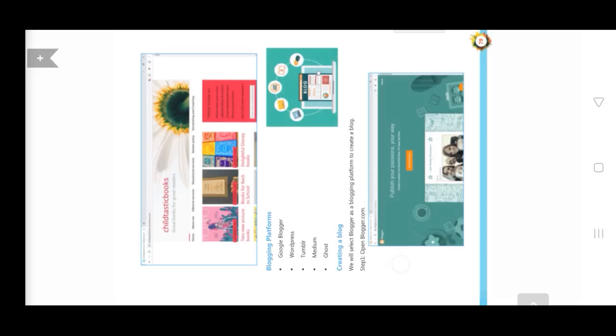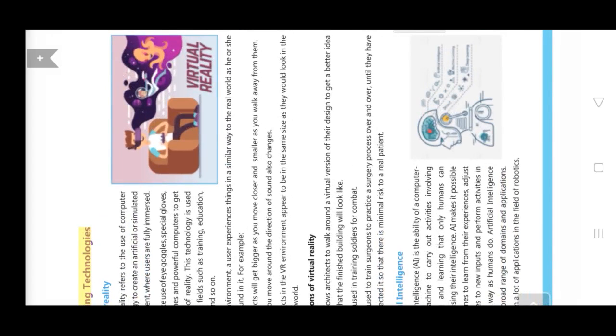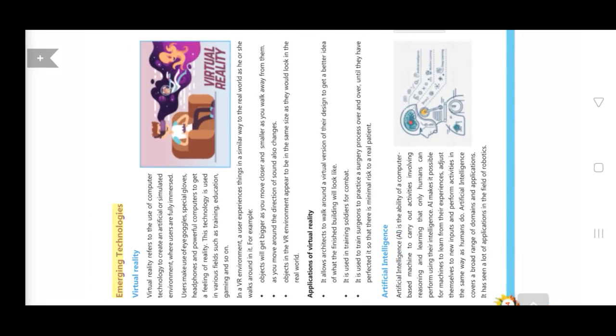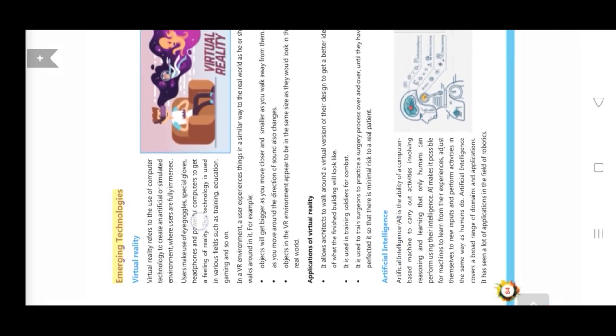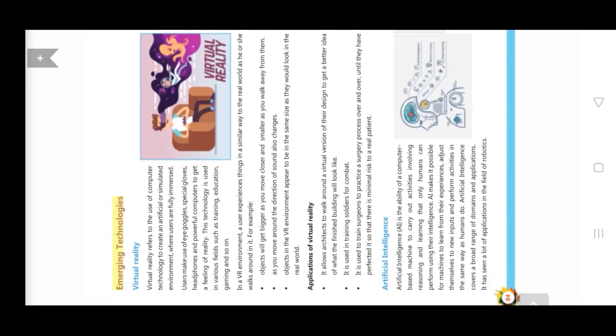Remember the examples. Most virtual reality is used for the training of soldiers. If you have a login, you can see the video of virtual reality. That is easy for you to understand what virtual reality is and how it is used. It uses the eye goggles like in 3D movies. You can see here in the image also: spatial gloves, headphones, and a powerful computer to get the feeling of reality.